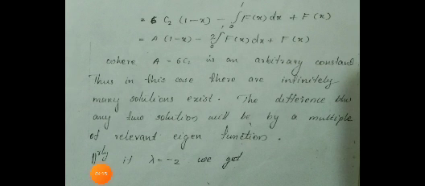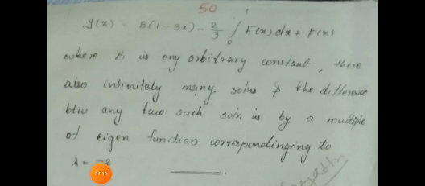Similarly, if lambda equal to minus 2, y of x equal to b into 1 minus 3x minus 2 by 3 integral 0 to 1 f of x dx plus f of x. Here b is any arbitrary constant. This also gives infinitely many solutions, and the difference between any two such solutions is a multiple of the eigenfunction corresponding to lambda equal to minus 2.